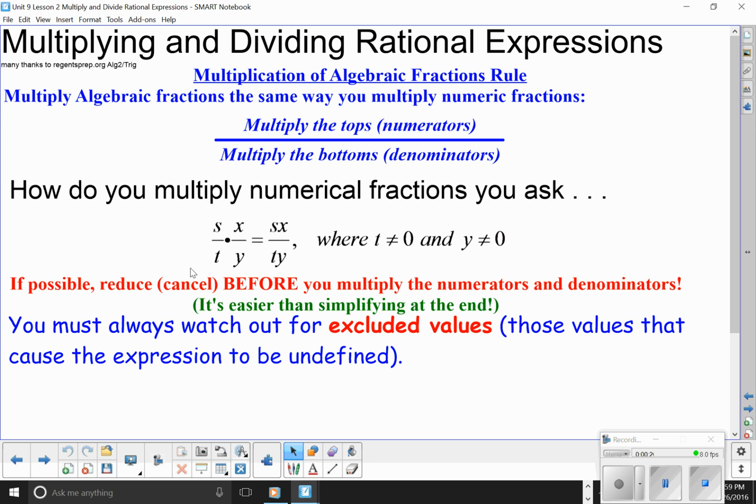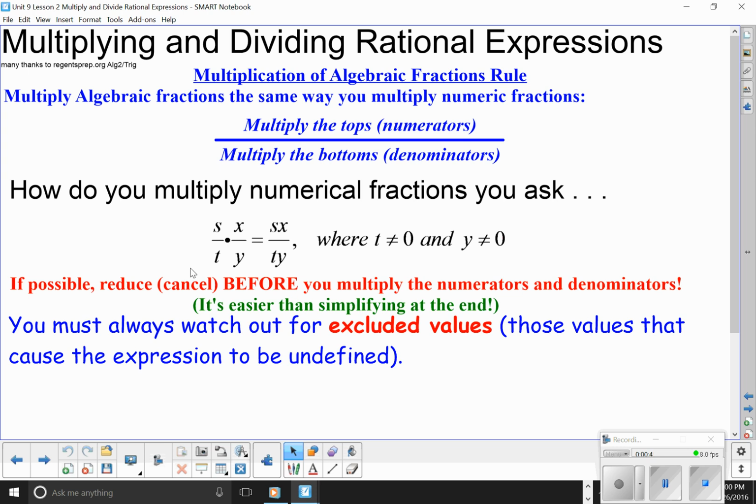When you multiply algebraic fractions, you do them the same as you did numeric. You multiply the tops, or numerators, and you multiply the bottoms, or denominators. How do you multiply numerical fractions, you ask? Well, s over t times x over y is sx over ty, where t does not equal 0 and y does not equal 0. Should be easy.